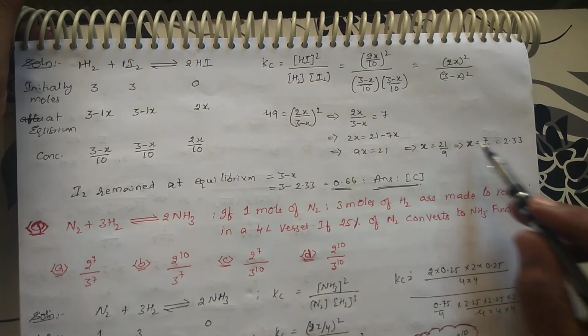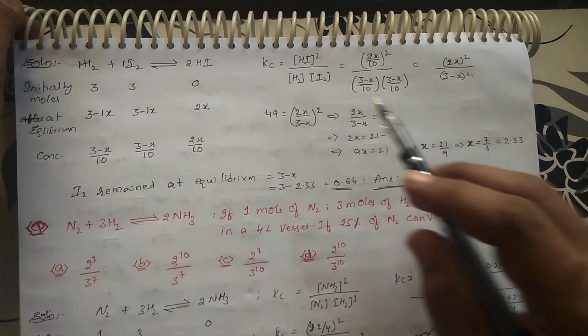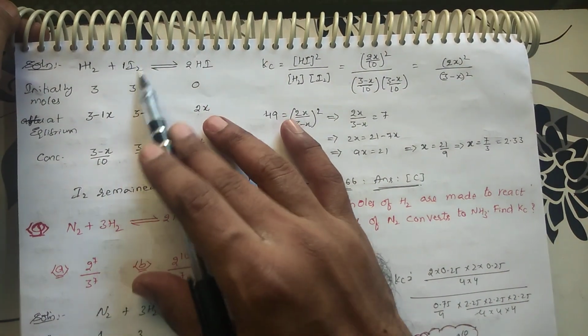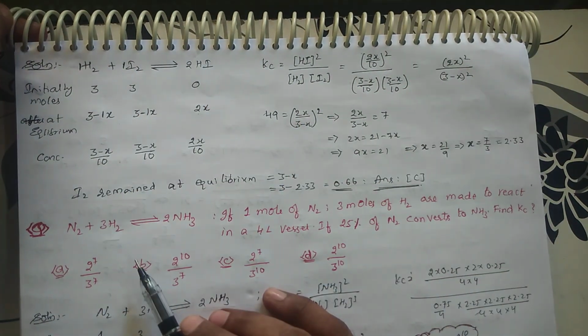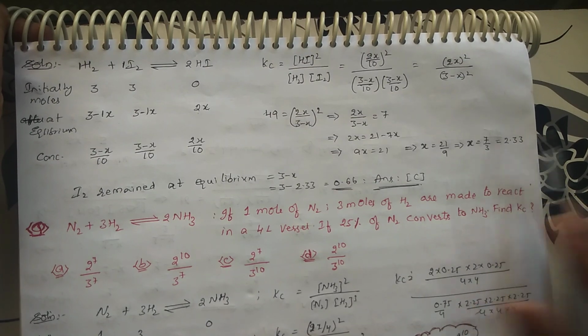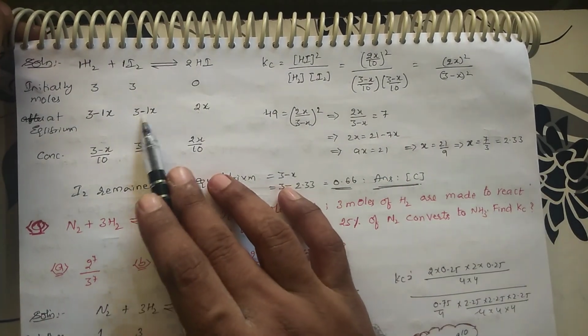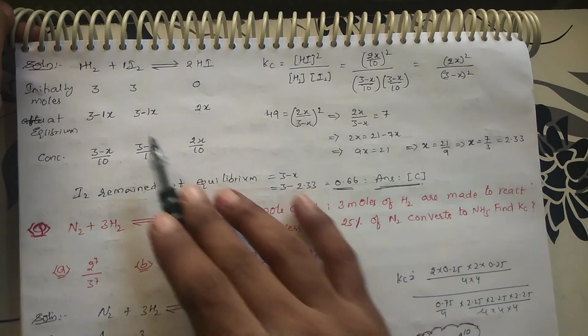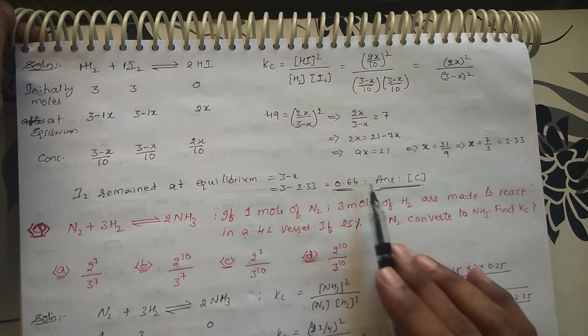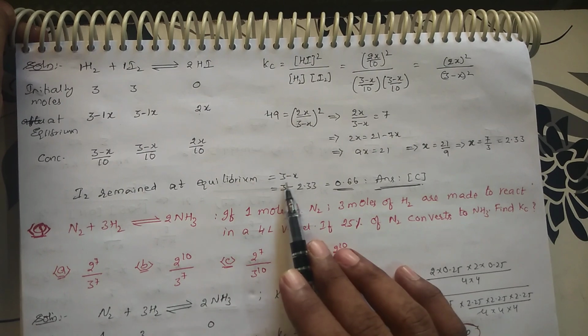x is 2.33. What is the question now? How much of iodine is left out? He is asking how much iodine is present at the equilibrium? So this much has gone. Okay, this much amount has gone. So this is 3 minus x. x has gone. How much is remained? 3 minus x, if we calculate, that will be remaining. So iodine remaining at equilibrium is 3 minus x.